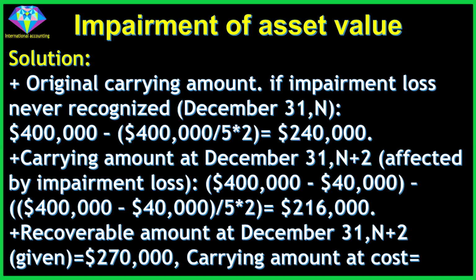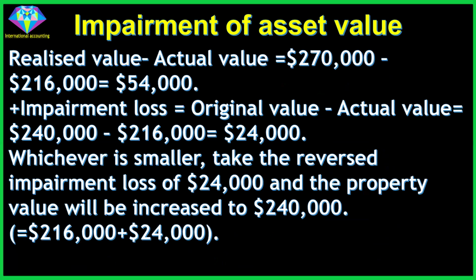$216,000. Recoverable amount at December 31st, N+2, given, equals $270,000. Recoverable amount minus carrying amount equals $270,000 minus $216,000 equals $54,000. Original carrying amount minus actual carrying amount equals $240,000 minus $216,000 equals $24,000. Whichever is smaller.